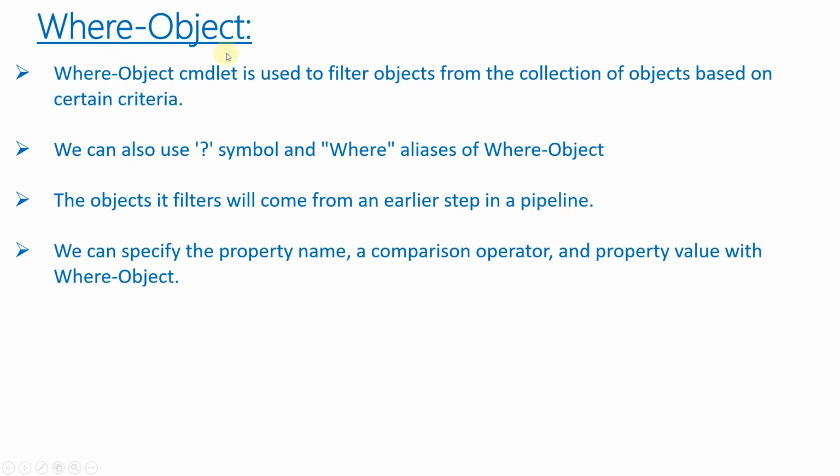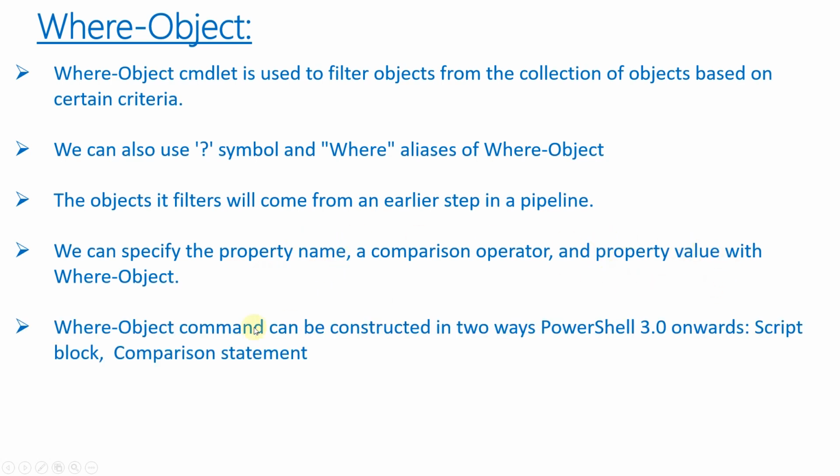How can we use Where-Object? We have to remember three things. First is property name, second is comparison operator, and third is property value. So here basically we have to compare the property name with the property value. We can construct the Where-Object command in two ways. Either we can use a script block or we can use a comparison statement. These two options are only applicable if we are using PowerShell 3.0 and onwards.